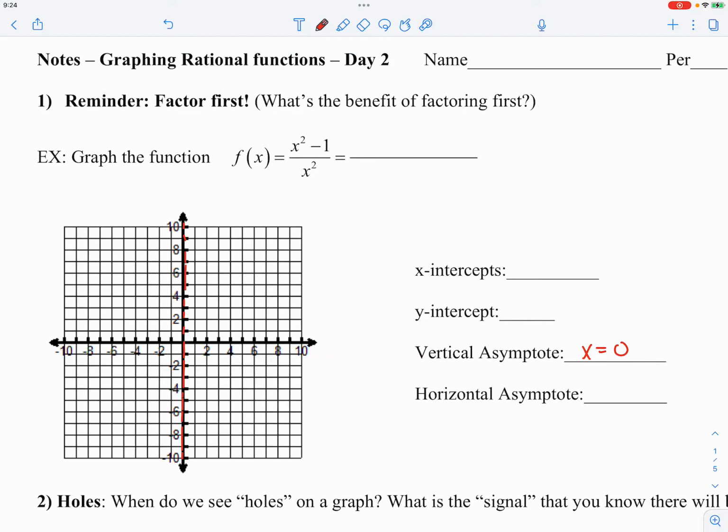What else can we tell if it happens at the y-axis? If the vertical asymptote happens on the y-axis, there's no y-intercept. There's no way for it to have any y-intercepts because the graph would not touch or cross the y-axis. Okay?